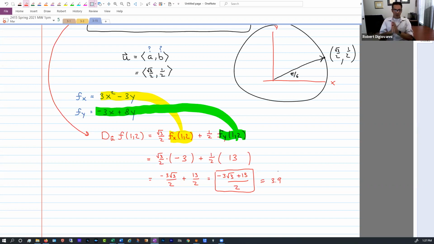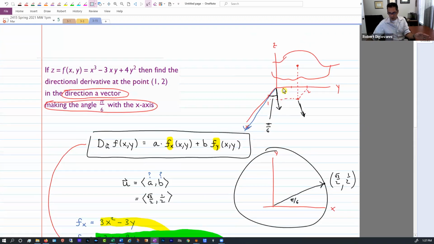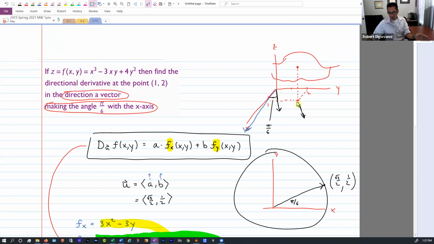So let's just remember what this means, okay? Let's say we're standing at the origin, on the ground. We're standing at the point 0, 0 on the ground. We aim ourselves pi over 6 from the x-axis, right? Now we walk out to the point 1, 2, and we still stay aimed in that same direction. We go up to the function, and then we're standing there, and we start taking a step in that direction. As we start to take a step, the slope is going to be 3.9, which means we're headed up.